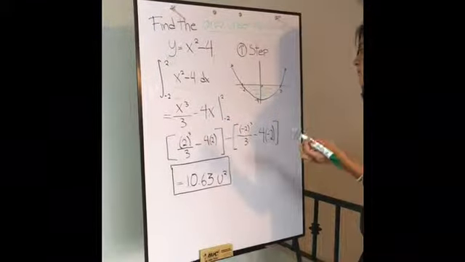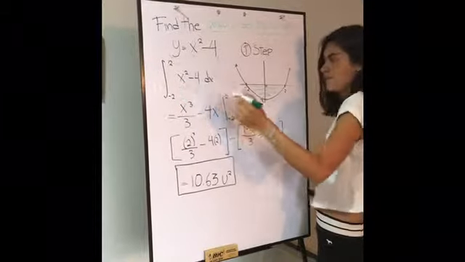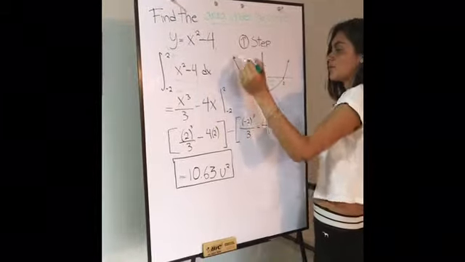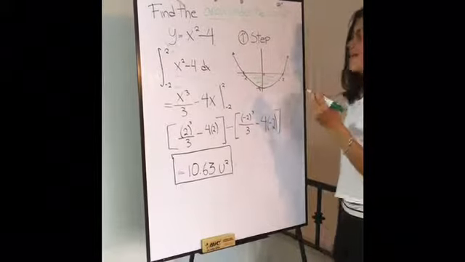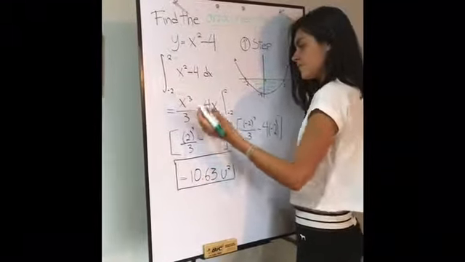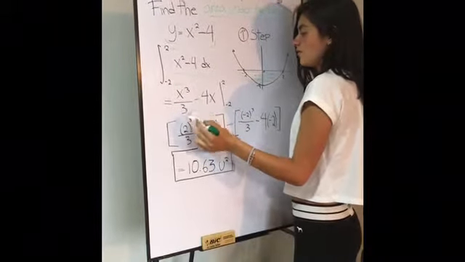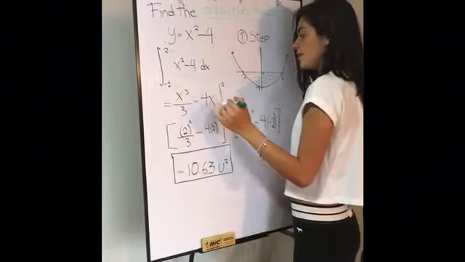The next step is to graph. So here we can see that x squared is a parabola. So you draw your parabola. Then you need to integrate your initial equation. So you get x cubed over 3 minus 4x.